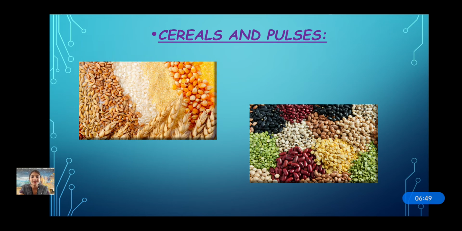Cereals and pulses. Now, does your mama prepare chapati, bhakri, isn't it? So, this chapati and bhakri is prepared with the help of wheat, bajra, or ragi, or maize, isn't it? So, these all are cereals. And pulses, she prepares sprouts. Out of this, she prepares dal, isn't it? So, plants give us cereals and pulses which we eat as food.